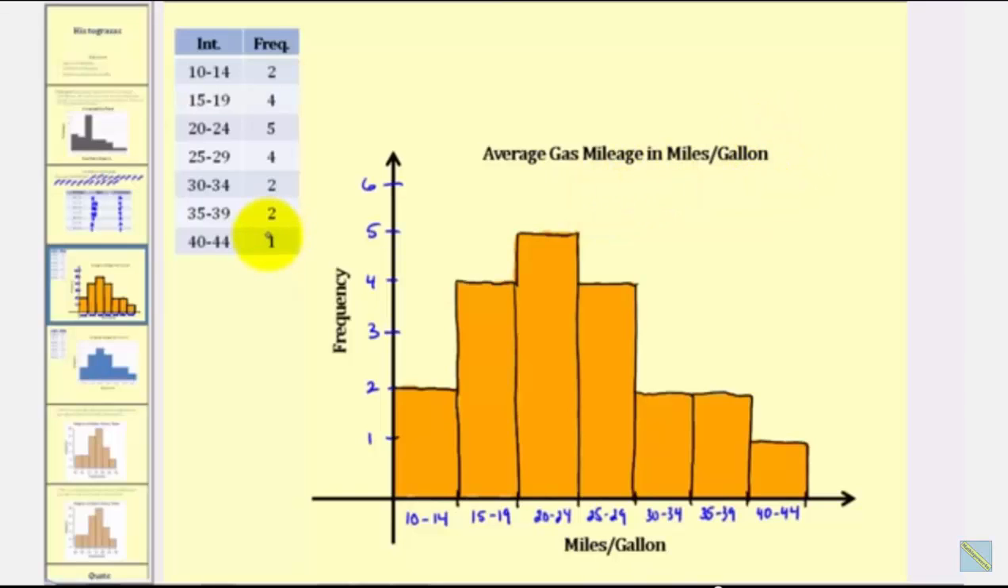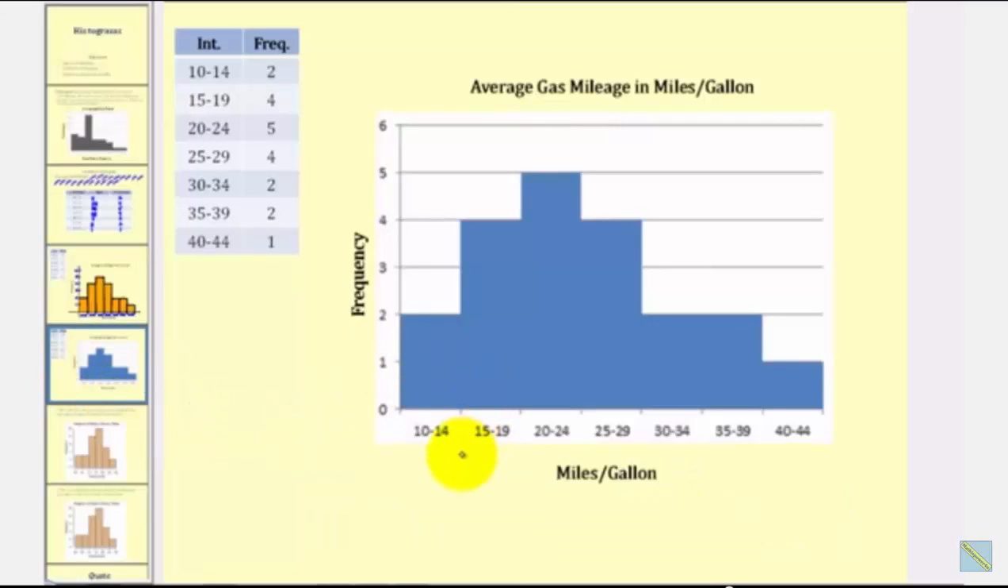I went ahead and created the same histogram using some software with the same results. This histogram was made with Excel.